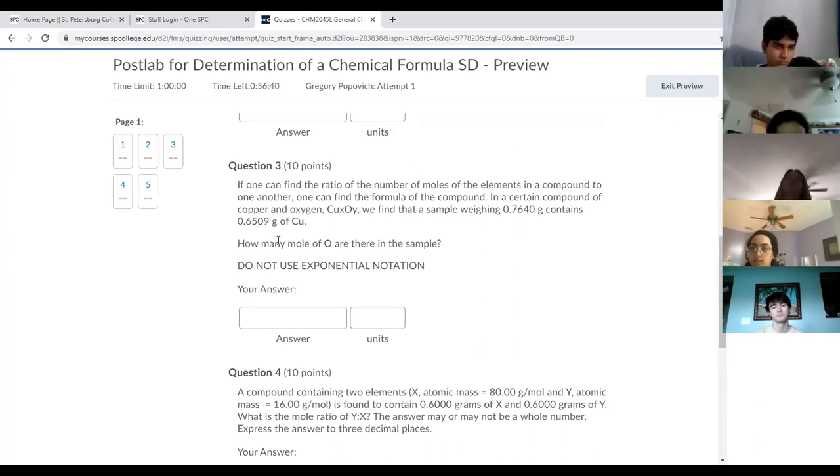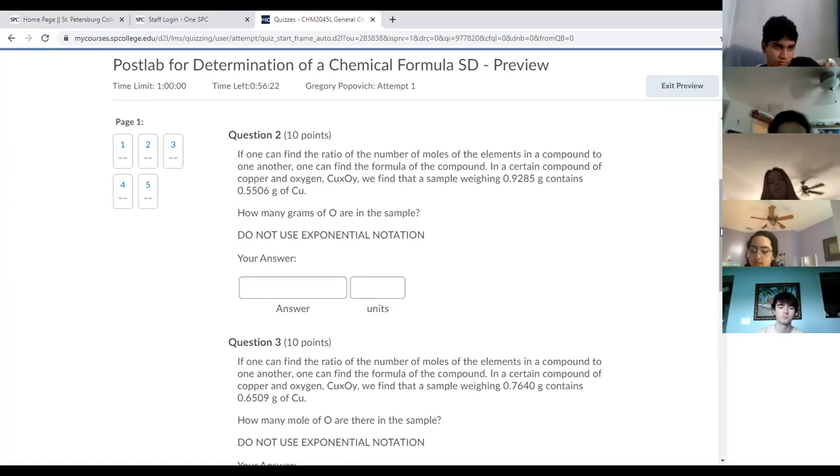This one, he's not saying, but I've got 4 digits and 4 digits. How many significant figures should your final answer have? 4. There we go. Any other questions, guys?